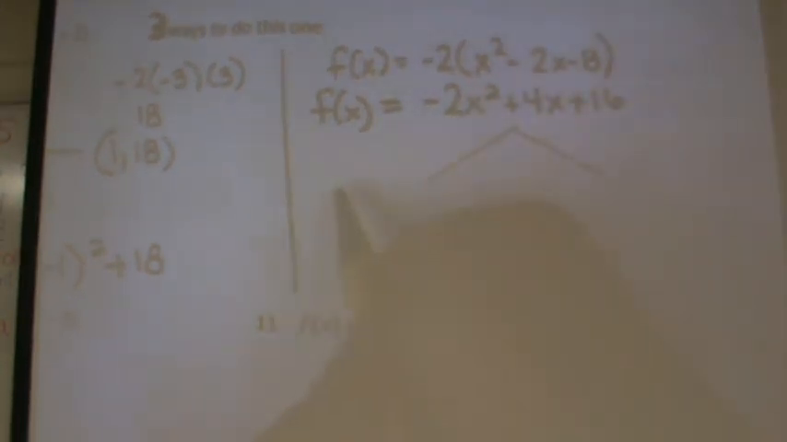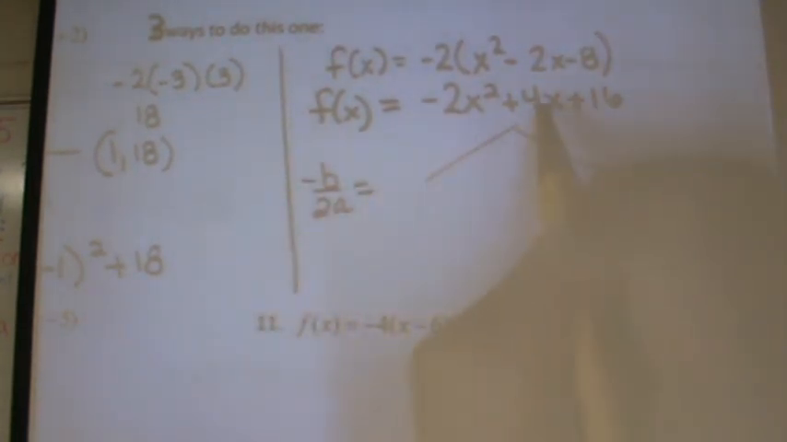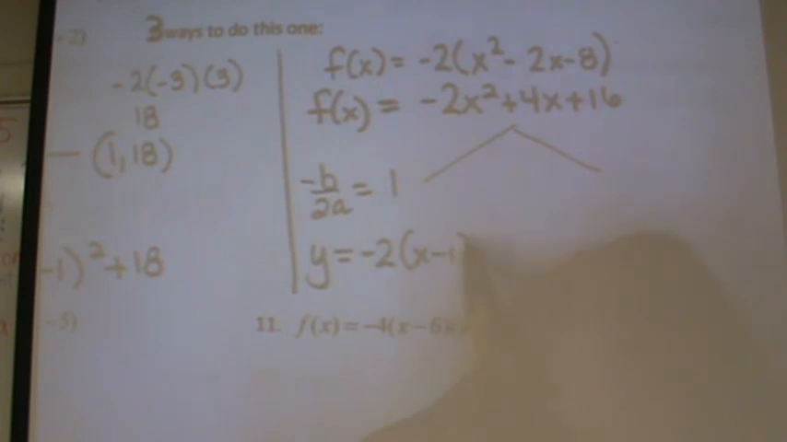So if I do -b over 2a, I'm going to get 4 over -4, which is 1. And when I plug 1 in here, I'm going to get that the y value is 18, and I do it that way. So y is equal to -2 times x minus 1 squared plus 18.